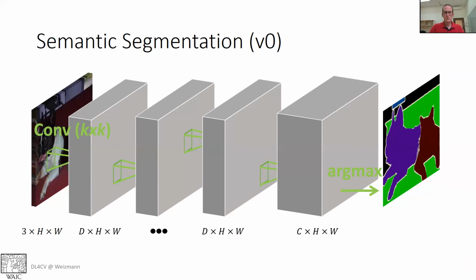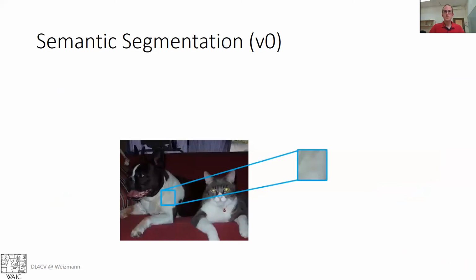So how is this going to look like? Here are 2 tiny windows in the image. One of them is cat, one of them is dog. And if I hide the image, I think you won't be able to tell which is which. In order to classify this pixel correctly, it's not enough to look at the pixel itself or its very close neighbors. We need the context. We need the semantic information. We need the large receptive field.